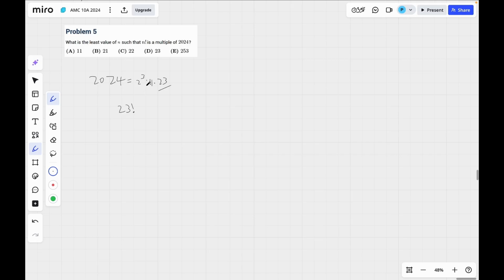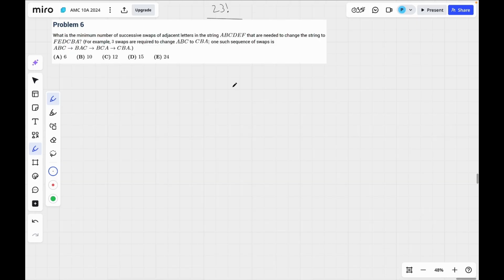23 factorial obviously contains 11, since 11 is less than 23. And also, 2 to the power of 3 can be rewritten as 8. And since 8 is less than 23, 8 is also included in this. So our answer is D, 23.